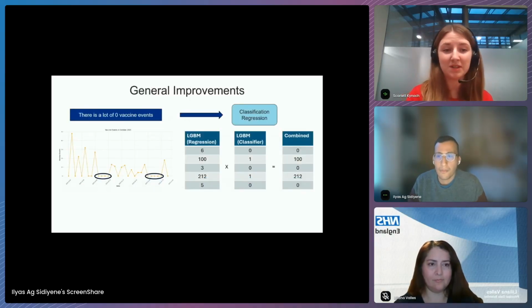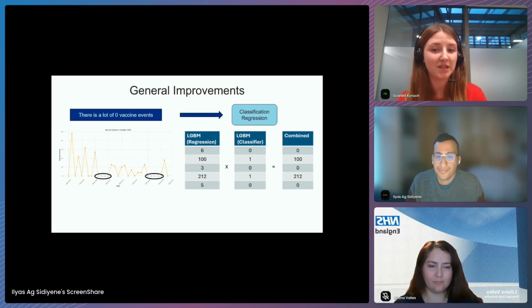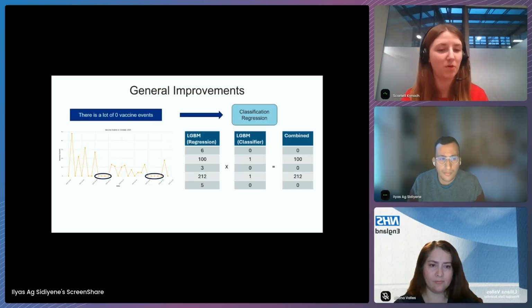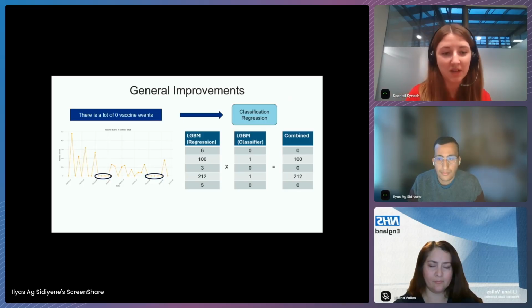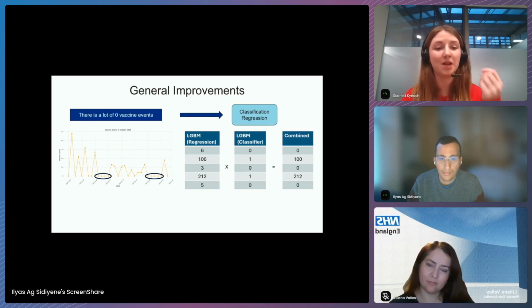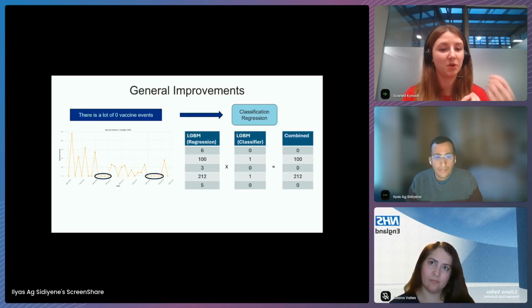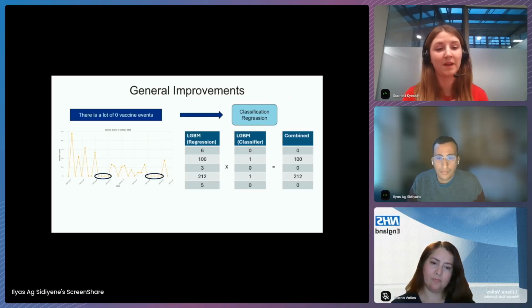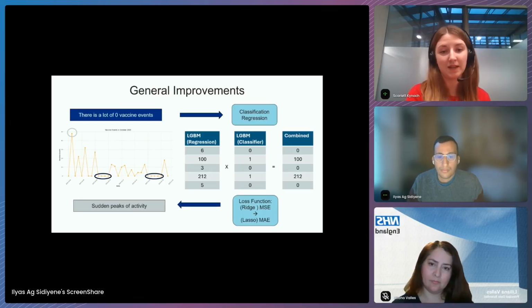Other things that we decided to look at were some general improvements to the model. I had noticed that we actually have a lot of zero vaccine events. For example, if you think of it per site, they might be closed, so there are going to be no vaccination events on that day. In the literature, it's shown that a regressor can sometimes struggle with this because it will still predict small numbers, even though there should be no activity on this date. So it suggested doing a classification and regression model setup and then combining it. We decided to investigate this.